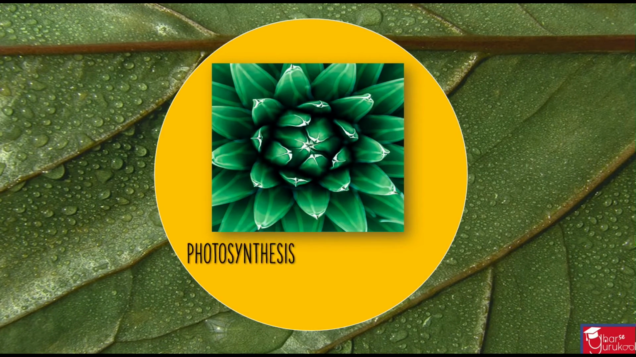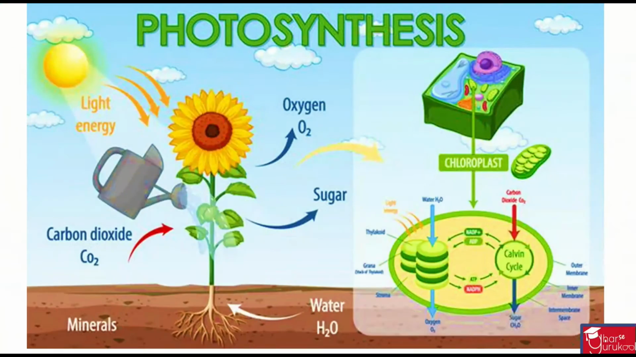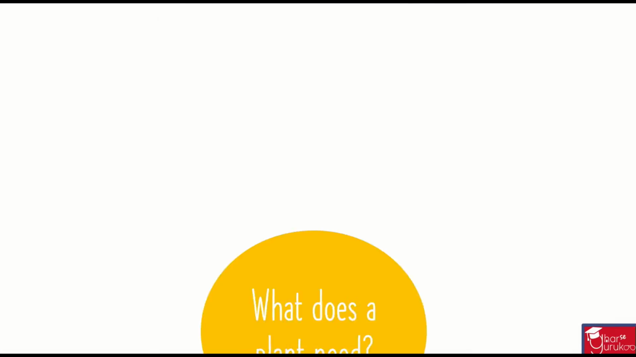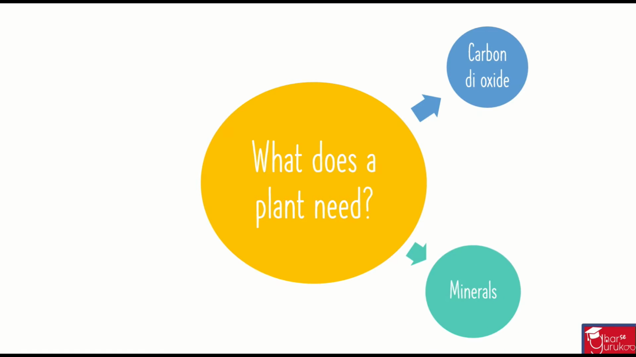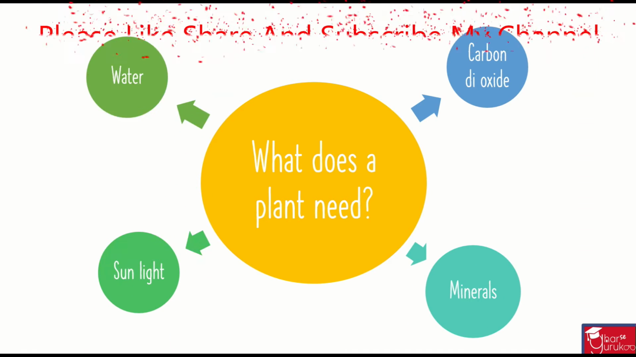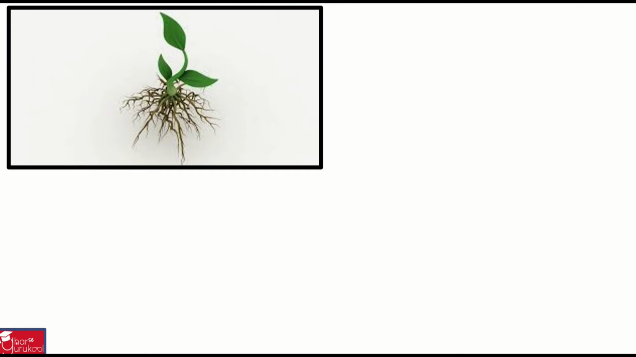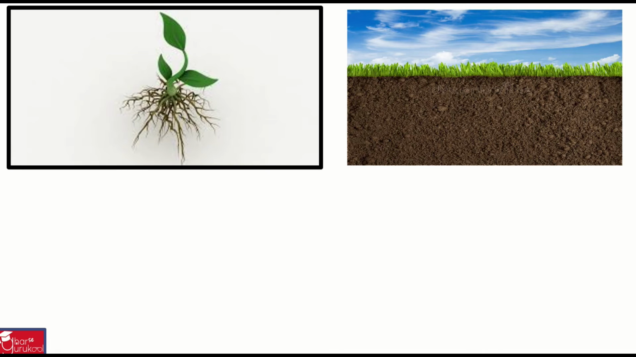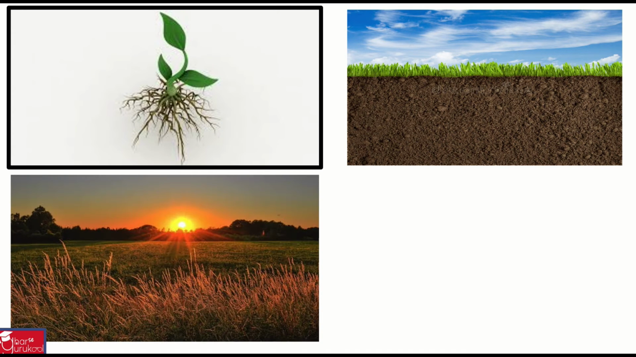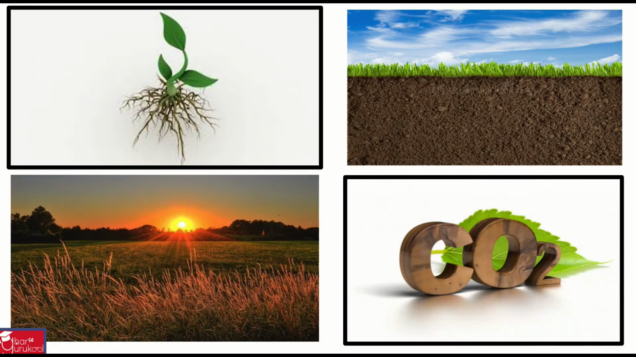Now, let's get back to our original topic of how the process of photosynthesis takes place. A plant needs water, carbon dioxide, sunlight and minerals to make its food. Water it collects through its roots, and the minerals like nitrogen, iron, phosphorus, magnesium are provided to the plant by soil. Light it gets from sunlight, and carbon dioxide it takes from the environment.